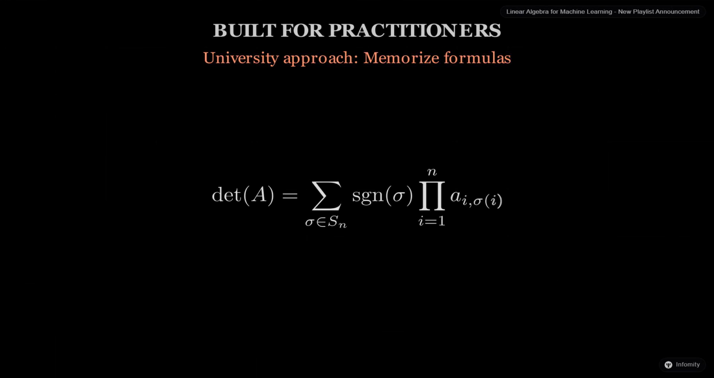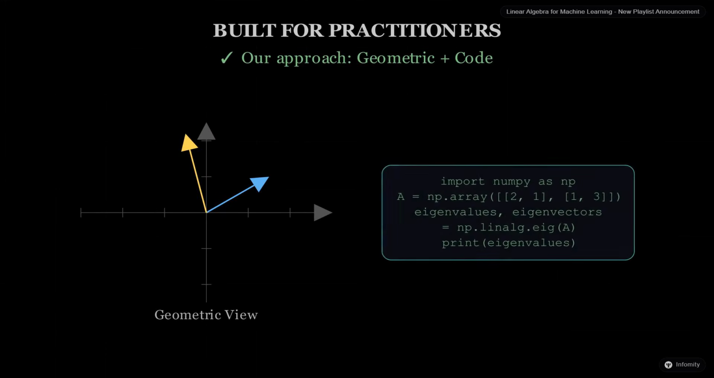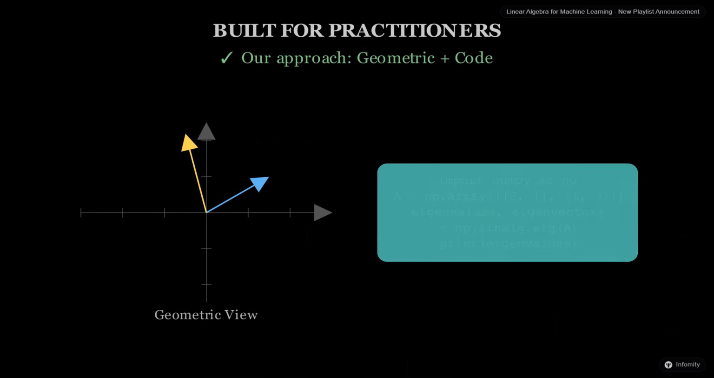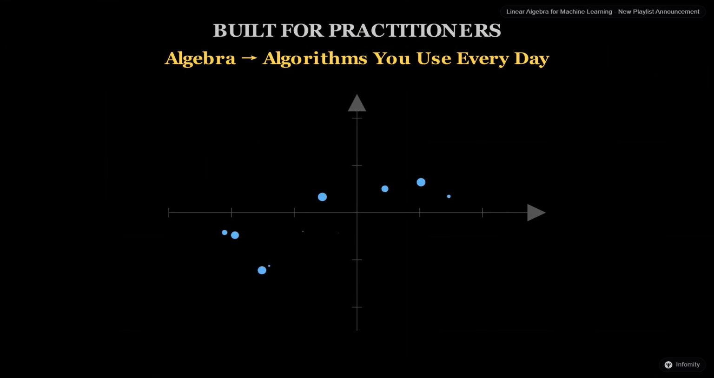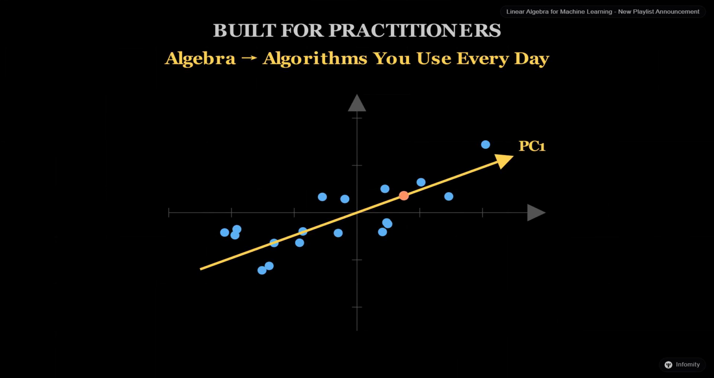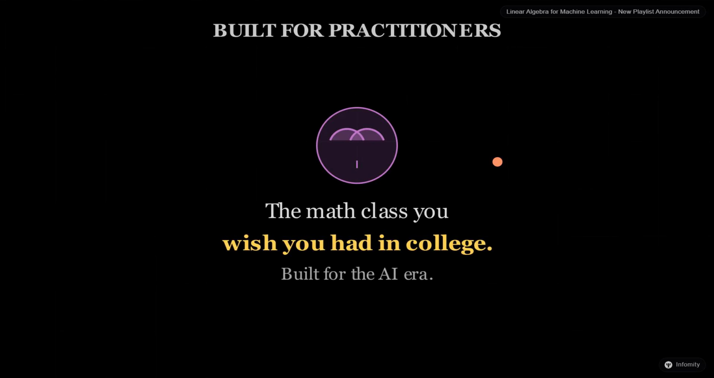Most university courses drown you in proofs and manual calculations. But as a machine learning practitioner, you do not need to compute determinants by hand. You need to understand what they do. We focus entirely on geometric visualization and practical code implementations in Python. We will connect every single algebraic concept directly to algorithms you use every day, like principal component analysis and gradient descent. This is the math class you wish you had in college, built specifically for the modern artificial intelligence era.